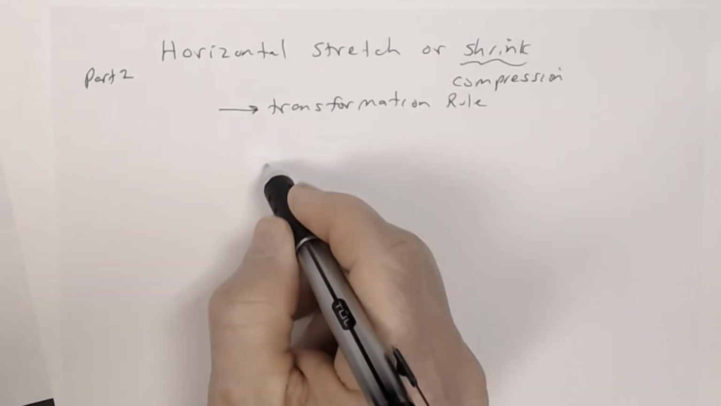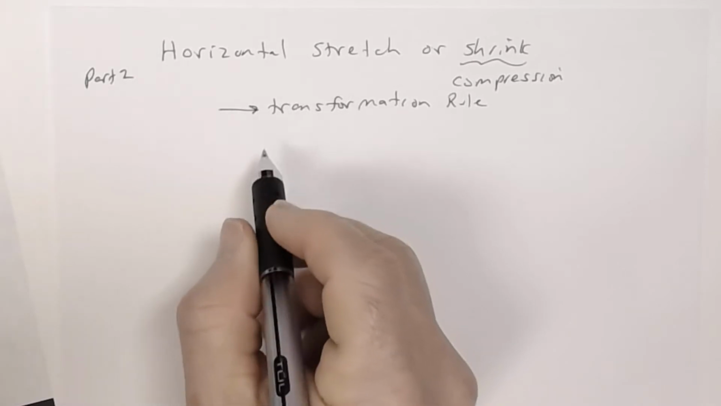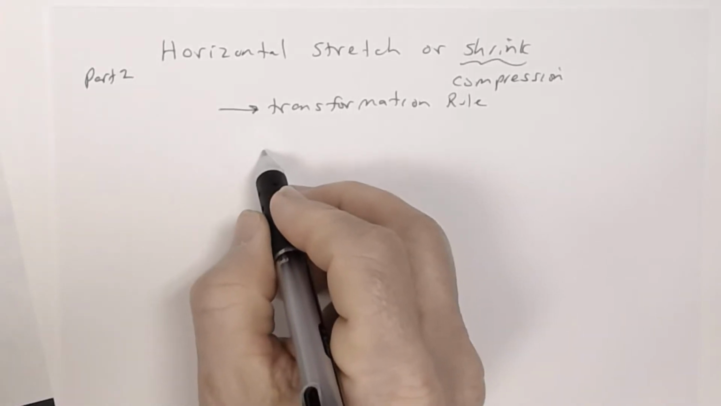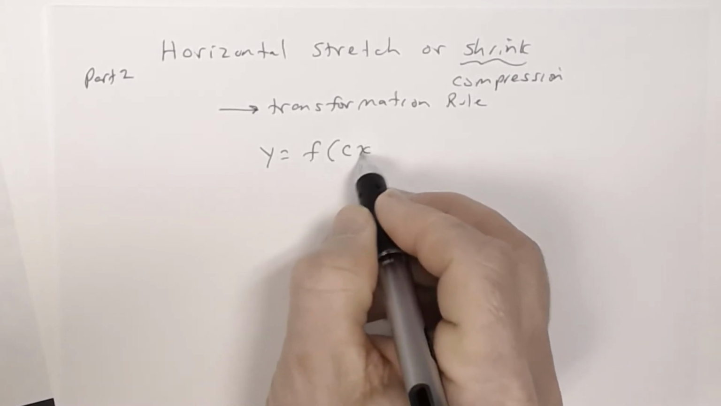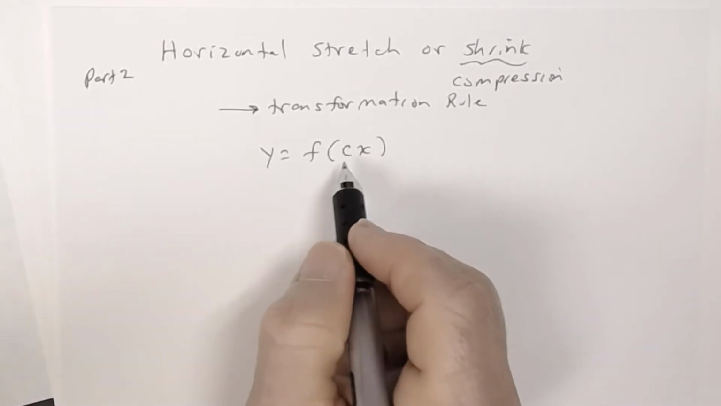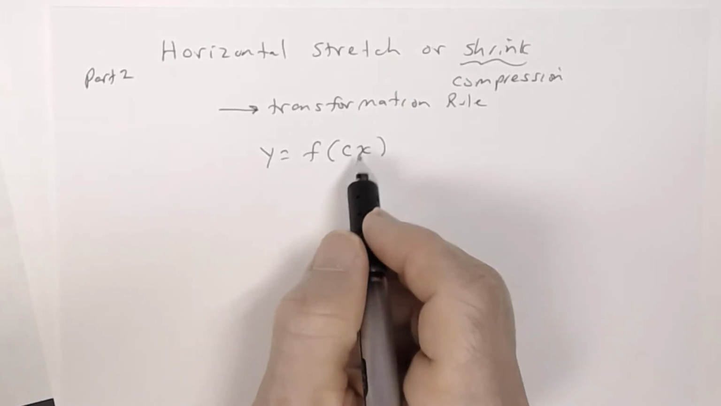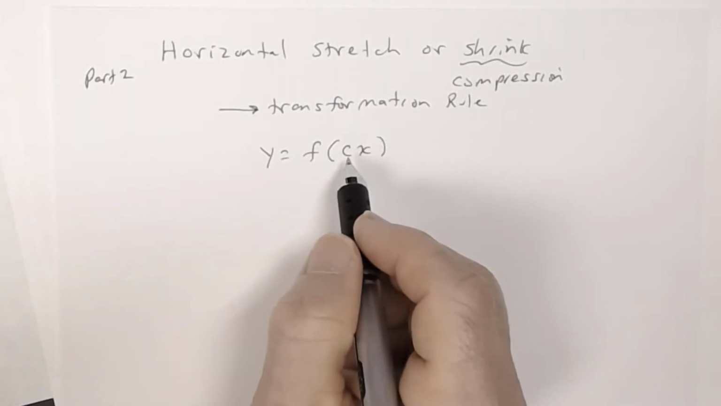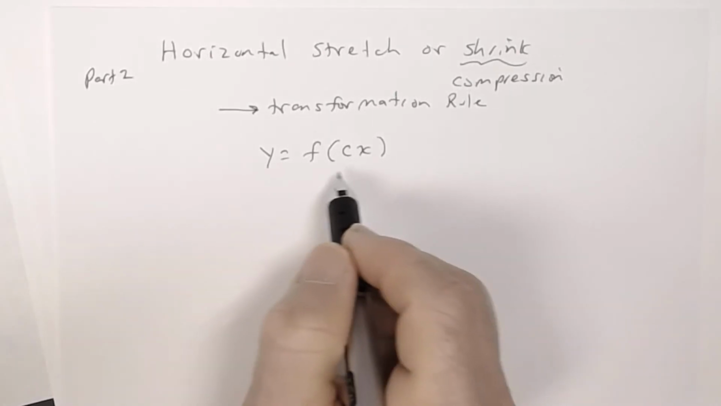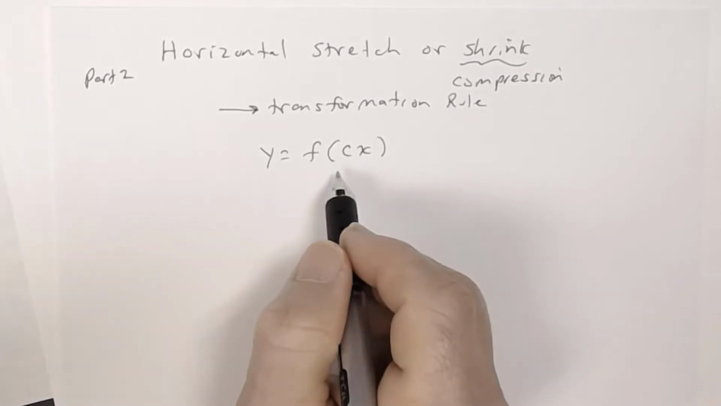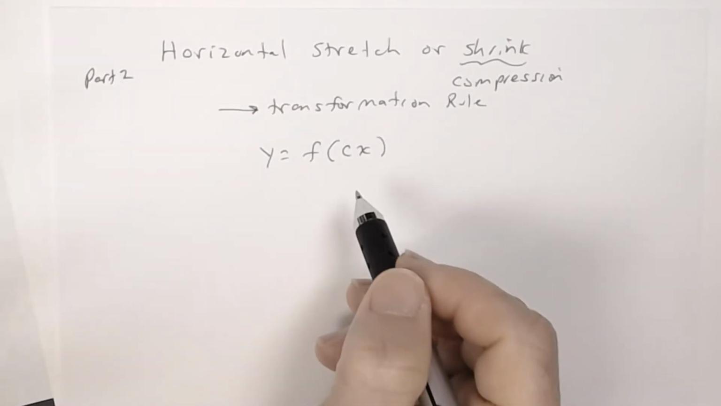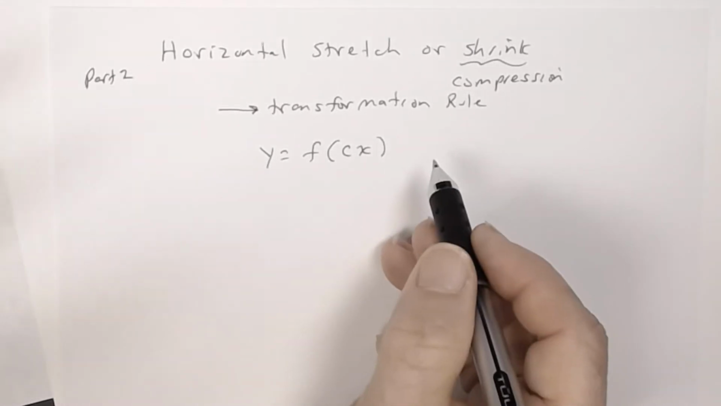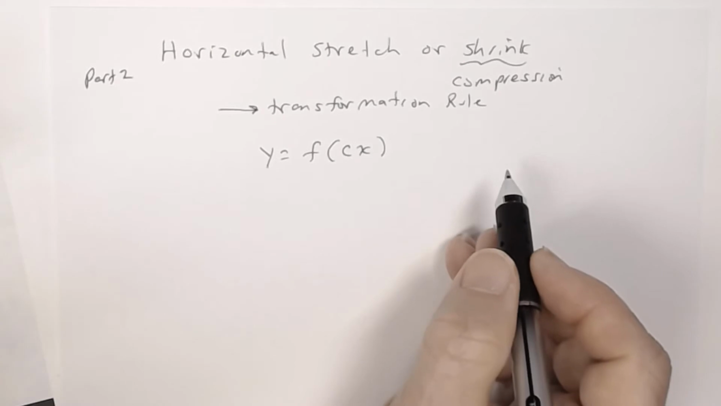Now remember, in a previous lesson you learned that you're dealing with a horizontal stretch or shrink whenever you have y equals f of c times x. So instead of f of x, you have f of c times x, where the variable x is being multiplied by some constant. That's going to be a horizontal stretch or horizontal compression. Now, let's talk about the idea of stretch and shrink. What does it look like for f of x to shrink or to stretch?